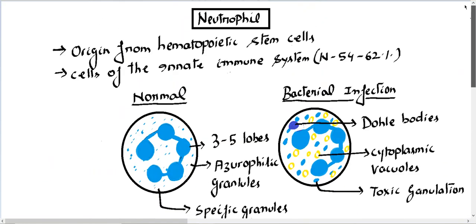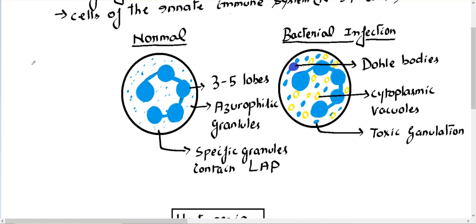So now coming to the neutrophil. The neutrophil is a cell of the innate immune system, and normally it is 54 to 62%. And looking at the normal neutrophil, it does have 3 to 5 lobes, and it has fine granules, and those are the eosinophilic granules, and it also has specific granules which contain the leukocyte alkaline phosphatase.